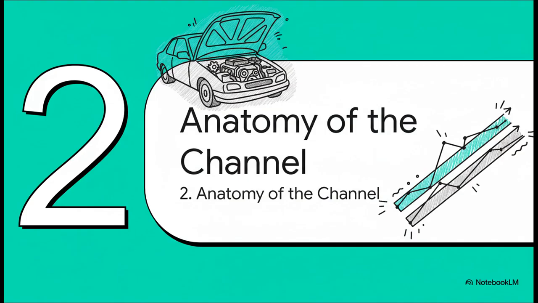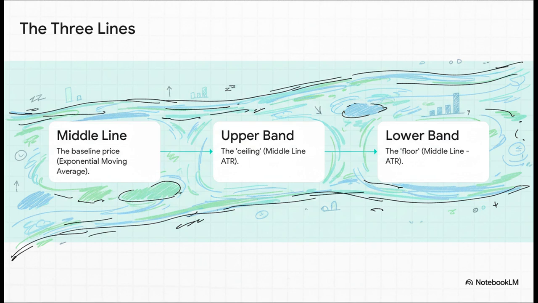All right, let's get into the nitty-gritty. Let's pop the hood and see what this indicator is actually made of. Now, while it might look a little complicated on a chart, it's actually built from just 3 simple lines. First up, you've got the middle line. This is basically an exponential moving average, or EMA. Think of it as the price's center of gravity, its baseline.